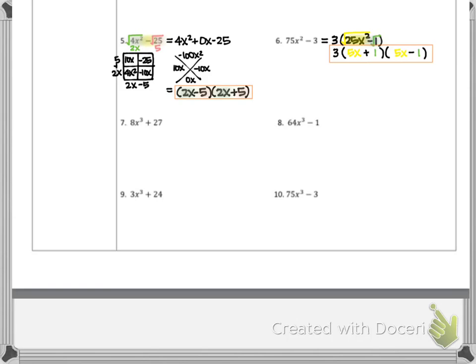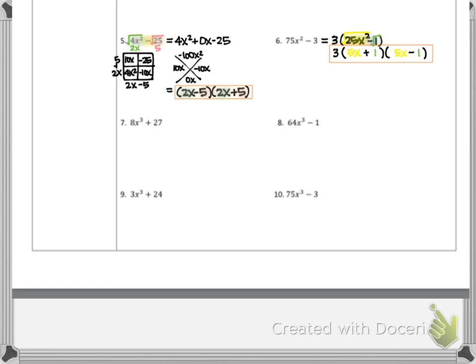Taking a look at question number 7, first thing I'm going to do is look for a GCF. Well, I don't see one. I mean, I do. It's a GCF of 1, but dividing by 1 doesn't do me any good. Then I would take a look at the variables. I've got an x cubed and then no variable, so definitely not a GCF with a variable. Then I take a look and I ask myself, well, how many terms do I have? Well, I've got 2.